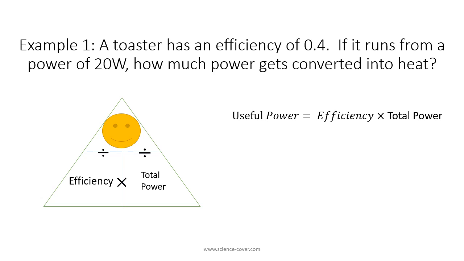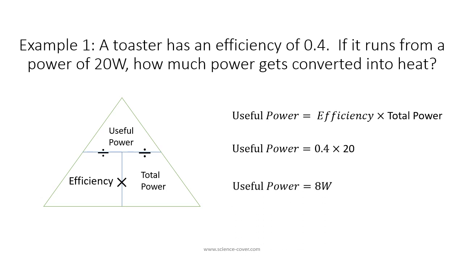Next, I can substitute in the two values I'm given for the words in the equation. So I've got an efficiency of 0.4, and my total power is 20 watts. 0.4 times 20 gives me 8, so the useful power must be 8 watts.